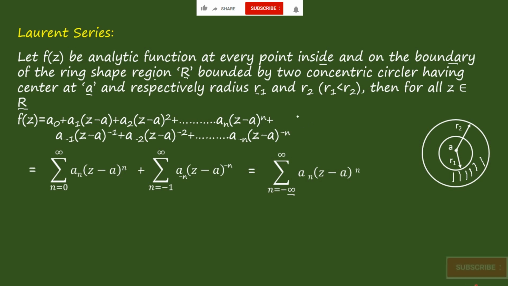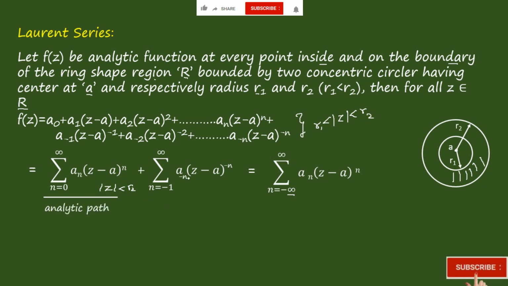Now we can see that this series is determined for z lying between R1 and R2. This particular term is formed for mod z less than R2 and it is known as the analytic part, and this other part is called the principal part, and it is for R1 less than mod z.